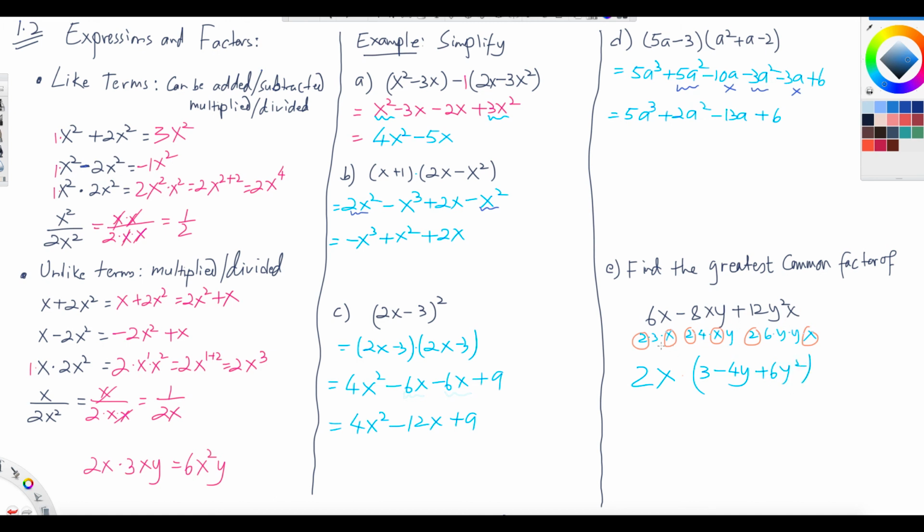So we factor that 2x out. We take that 2x outside, okay? We call that factoring out. So we take 2x out, that is the highest common factor. So the highest common factor is basically 2x, right? And the remaining factor is 3 minus 4y plus 6y squared. This is how we find out the highest common factor, okay?